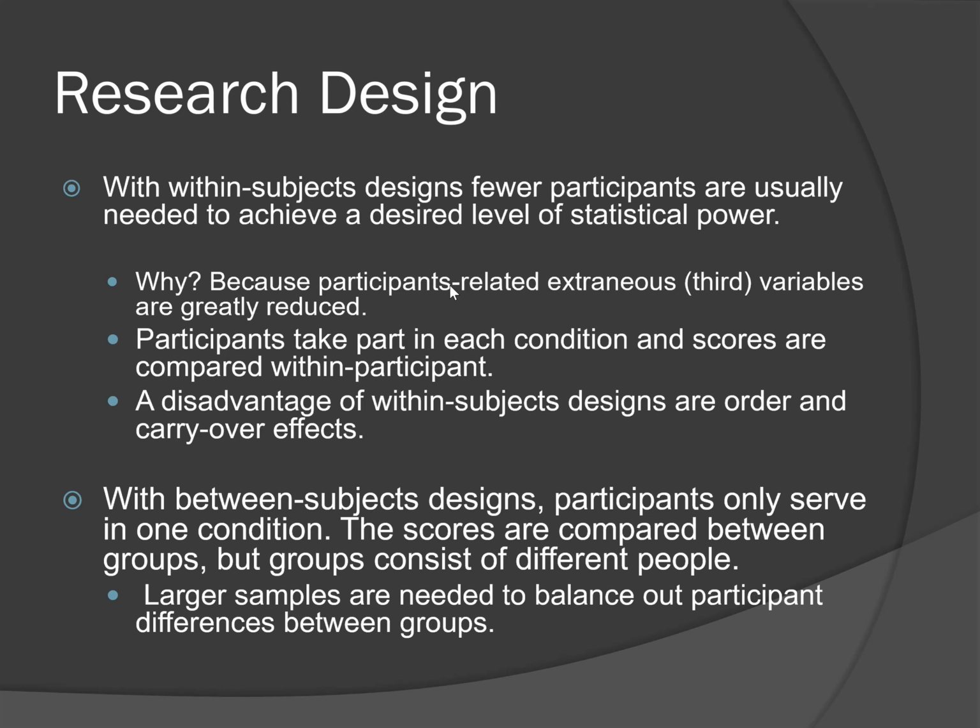For between subjects designs, participants only take part in one condition, and we compare the groups. So in order for the groups to be probabilistically similar, they're not going to be identical, but hopefully probabilistically similar on most important variables, we usually need a larger sample to balance out the participant differences between groups. And hopefully we're also using random assignment or some other method to make sure that the groups themselves are similar.